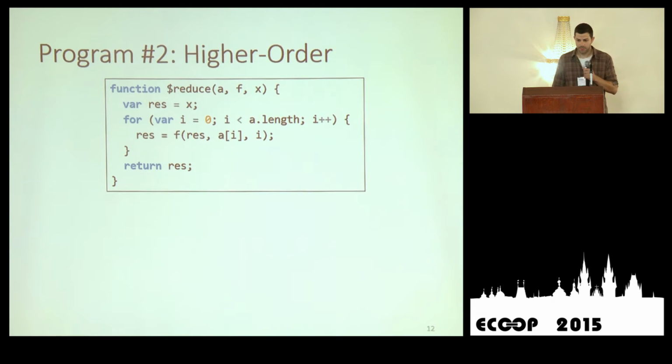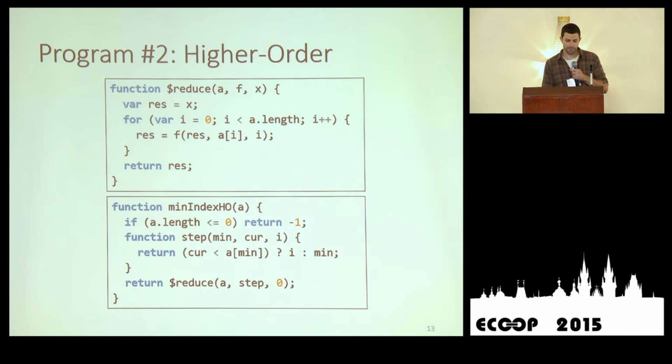However, nowadays there's a common idiom among developers to abstract some operations. In particular, we see here the function called $reduce that does the same iteration over the array, but abstracts over what's happening inside the body of the loop. In this case, we can implement a minIndex HO that does the same thing as before. The goal is the same, but it calls $reduce with a step function that it defines itself, and an initializer as well.